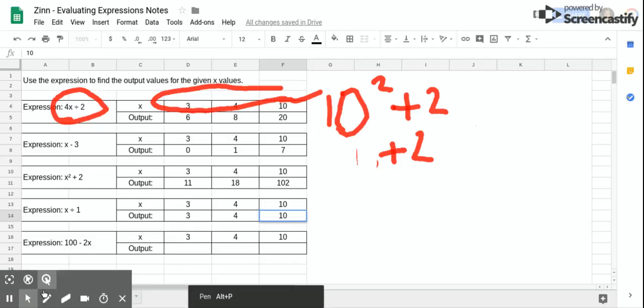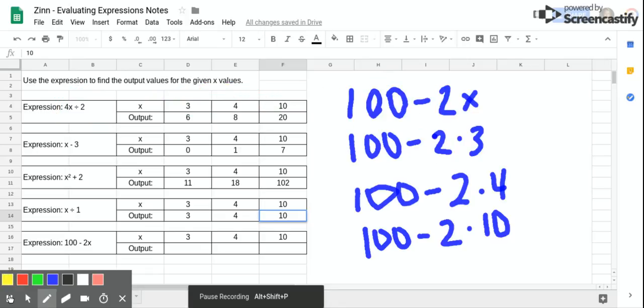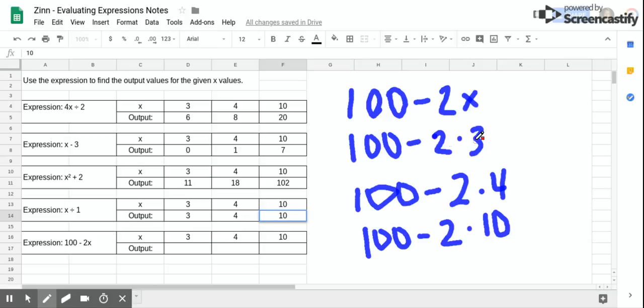The last one, let me pause it so I can erase everything that I've written. Okay, so it says 100 minus 2 times x. Your inputs are 3, 4, and 10, and we need to find the outputs. So substitute in 3 for x, and you get 100 minus 2 times 3, and you have to do the multiplication first. 2 times 3 is 6, and 100 minus 6, that would be 94. And I'll type it in at the end.